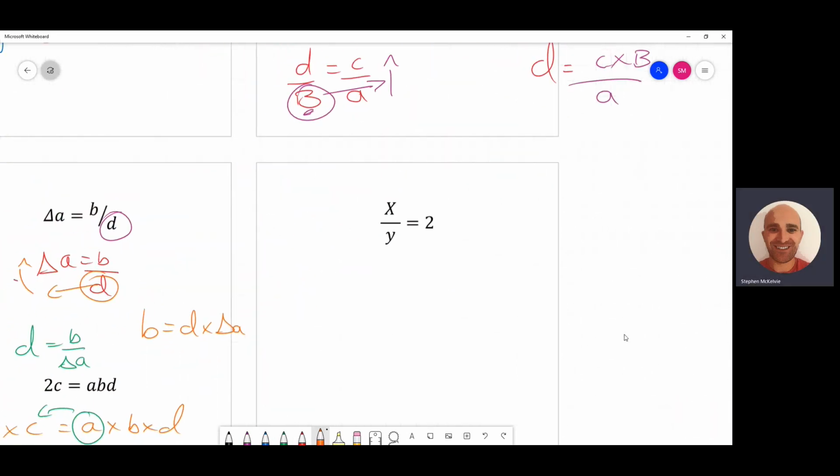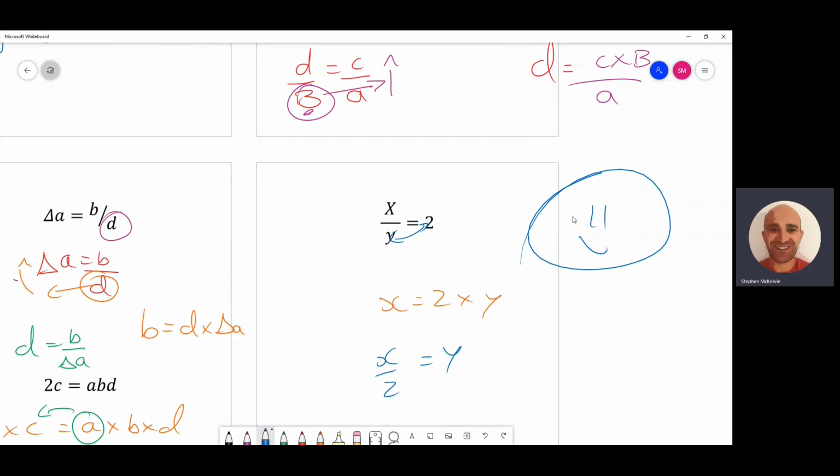The last one, x over y is equal to 2. I want to find out what x is. I move y from this side of the equals to that side of the equals to, and then above the line. x is equal to 2 times y. And if I want to find out what y is equal to, I swap it. Swap y with 2, giving me x over 2 is equal to y. And that's it. Do this 100 times and you'll get it.